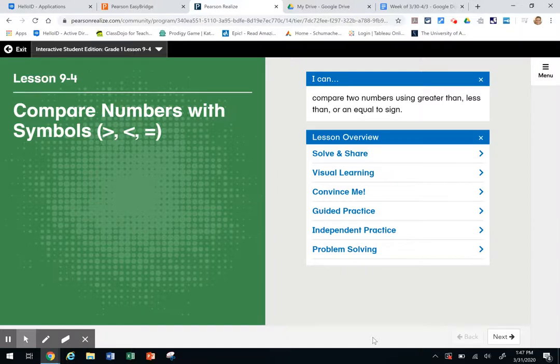All right, today we are going to be comparing numbers using the greater than, less than, and equal to symbols. So after watching this video and doing your practice, you should be able to compare two numbers using greater than, less than, or equal to signs. Let's go ahead and watch our visual learning video.